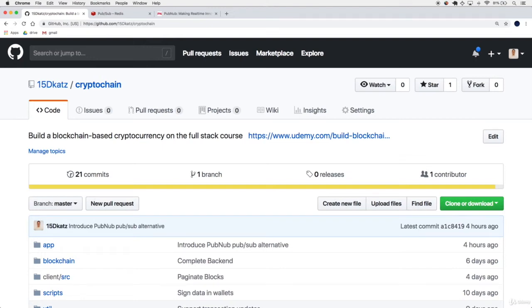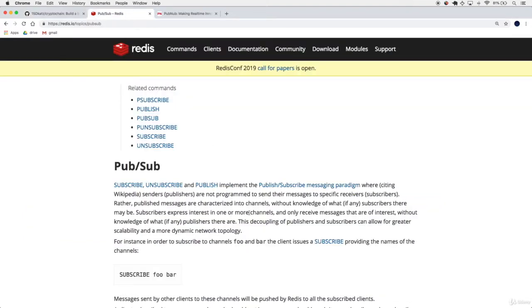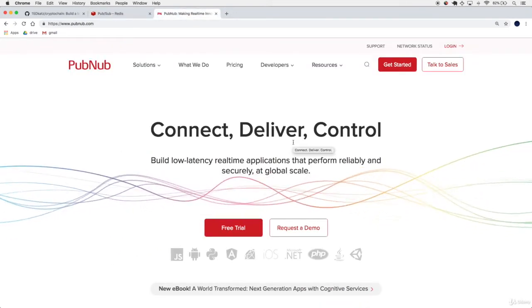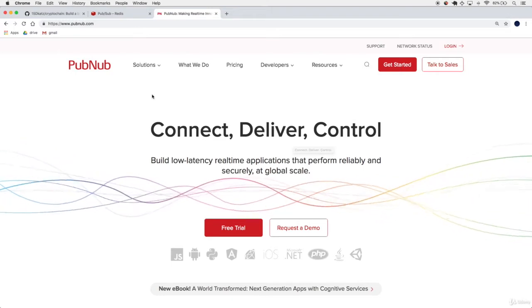The next part of the project is creating a PubSub class to give this blockchain real-time server-to-server networking capabilities. Now, there are two options as far as PubSub technologies. There's Redis PubSub. So at redis.io/topics/PubSub, you can find information about Redis PubSub. And then there's also this great organization called PubNub, which has real-time networking capabilities through a PubSub service as well.